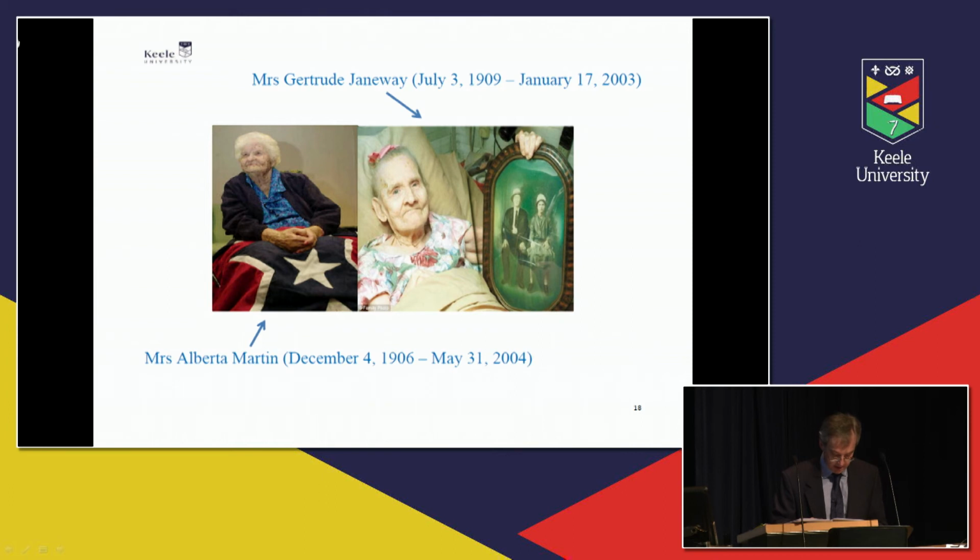William Martin died in 1931. However, Alberta continued to receive her Confederate widow's pension until her death in 2004. In both these cases, the amounts were modest, but these pension entitlements spanned 3 centuries, lasting around 140 years, illustrating just how long pension commitments can last.